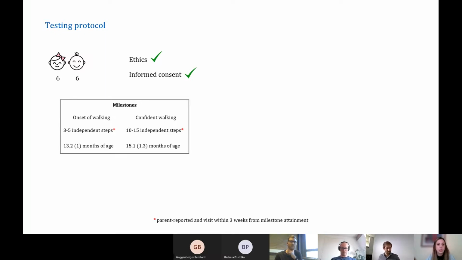So we asked parents to come to our lab when infants were able to take the first 3 to 5 independent steps. And then we asked them to come back when they were able to walk 10 to 15 steps independently and confidently. And we used 72 pressure images for both milestones and for left and right feet together.